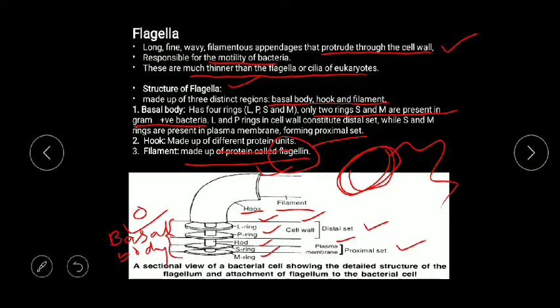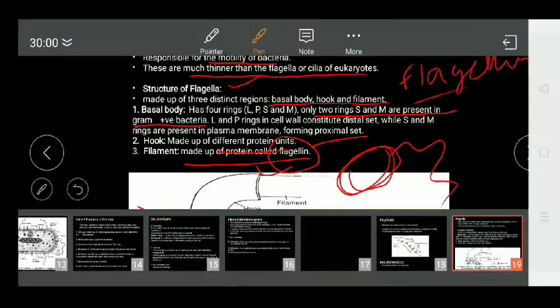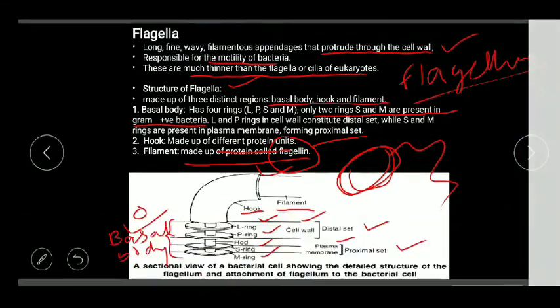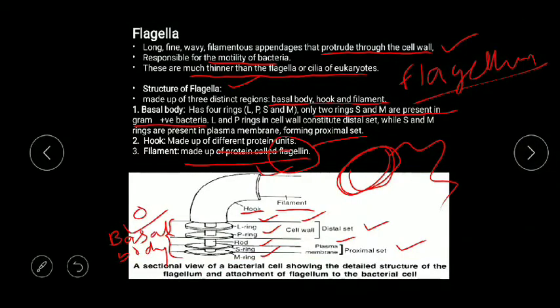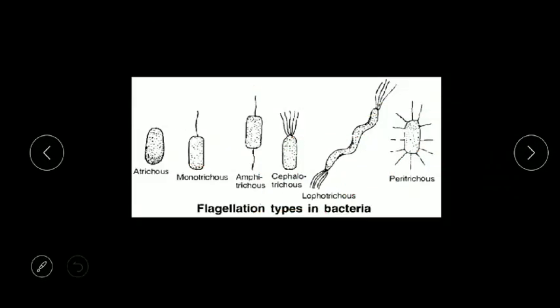The L and P rings are present in gram negative bacteria. Now the hook is made up of different proteins and the filament is made up of a protein known as flagellin. So we remember that in prokaryotes the filament of the flagellum is made up of flagellin protein. That is an important question. Which protein do we remember? Flagellin.